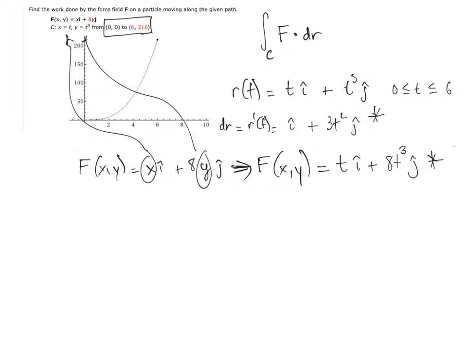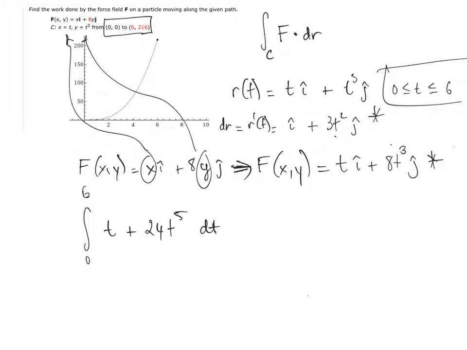You can compute the integral from 0 to 6, I'm sorry, it's from right here. That is your limits of integration. And then you have F dot dr. You just find the dot product of the F and the dr. So you will have t plus 3 times 8 is 24t to the 5th dt.